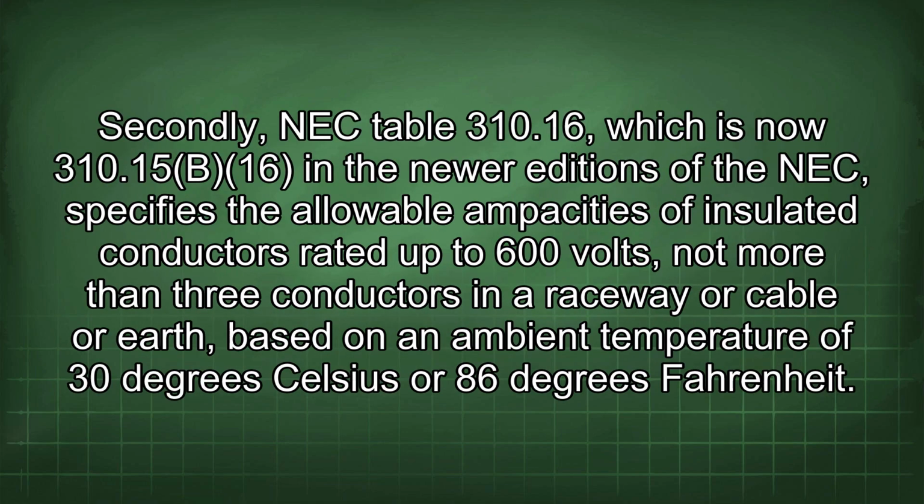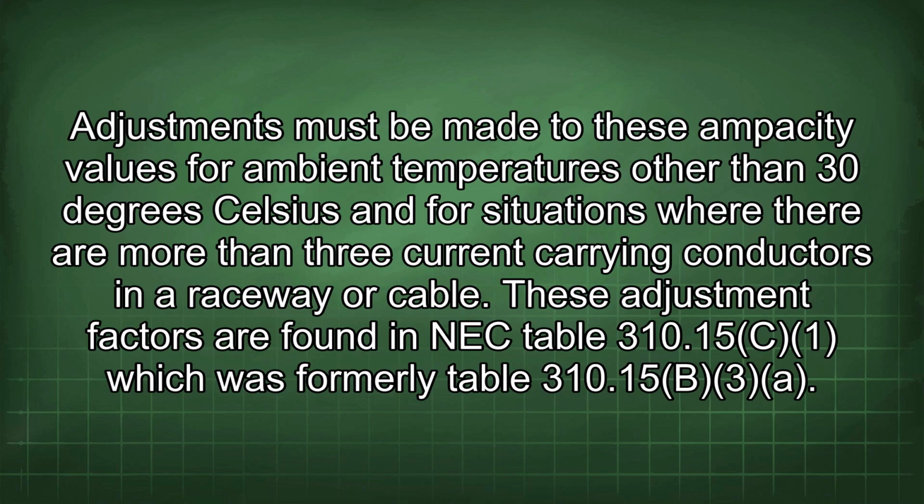Secondly, NEC Table 310.16, which is now 310.15(B)(16) in newer editions of the NEC, specifies the allowable ampacities of insulated conductors rated up to 600 volts, not more than 3 conductors in a raceway or cable or earth, based on an ambient temperature of 30 degrees Celsius or 86 degrees Fahrenheit. Adjustments must be made to these ampacity values for ambient temperatures other than 30 degrees Celsius and for situations where there are more than 3 current-carrying conductors in a raceway or cable.